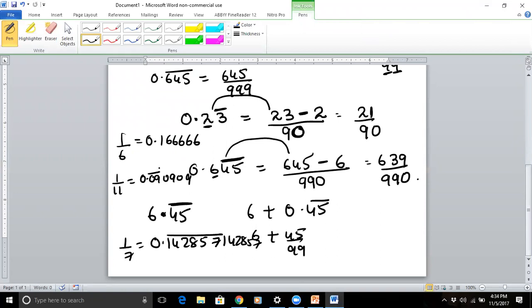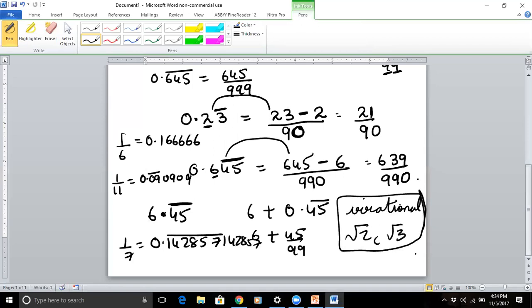The other way of defining a non-recurring number: non-recurring numbers are always irrational numbers. Now, what are irrational numbers? Irrational numbers are roots. Roots are referred to as irrational. So root 2, root 3, not root 4, root 5, root 6, and so on. So we call them irrational. All right. Okay with this, guys.